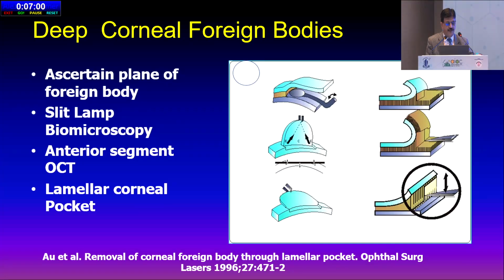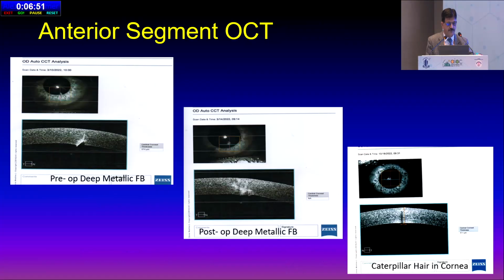So we have to have detailed slit lamp biomicroscopy, and these days we can also do the anterior segment OCT. And depending upon the level of the foreign body, sometimes if we have to do surgical intervention like a lamellar pocket and then removal, we have to decide that. Anterior segment OCT is very handy.